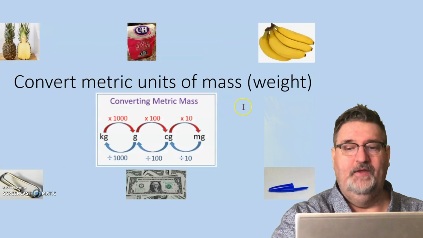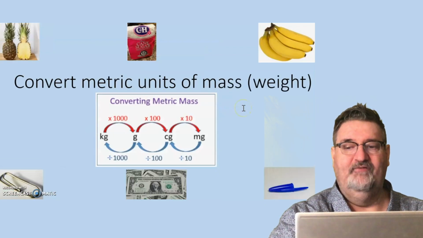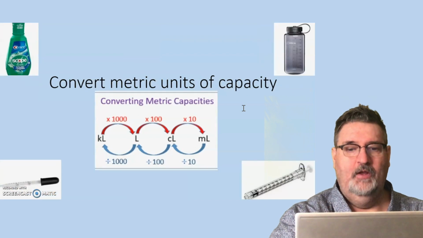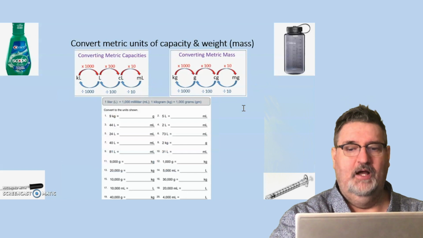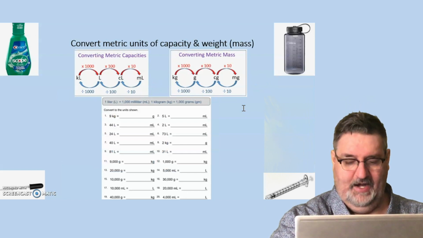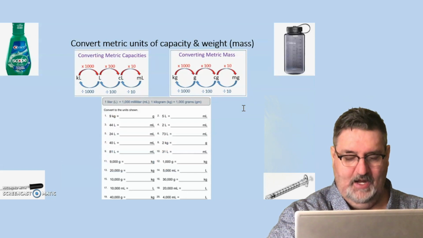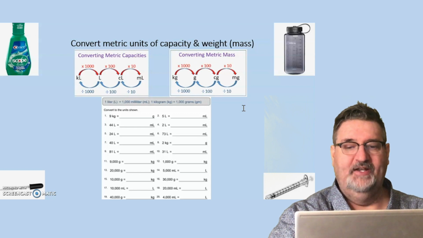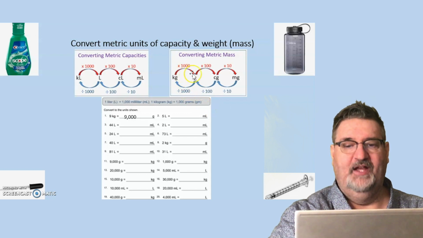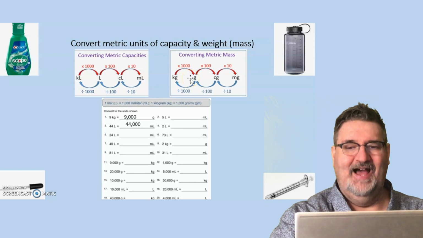All right, let's go to converting metric units of mass or weight. And on here, it's the same thing. We're dealing with tens, hundreds, and thousands. On this first one, number 1, it says 9 kilograms equals how many grams? Well, to go from kilograms to grams, we're going to multiply times 1,000. So 9 times 1,000 is 9,000.